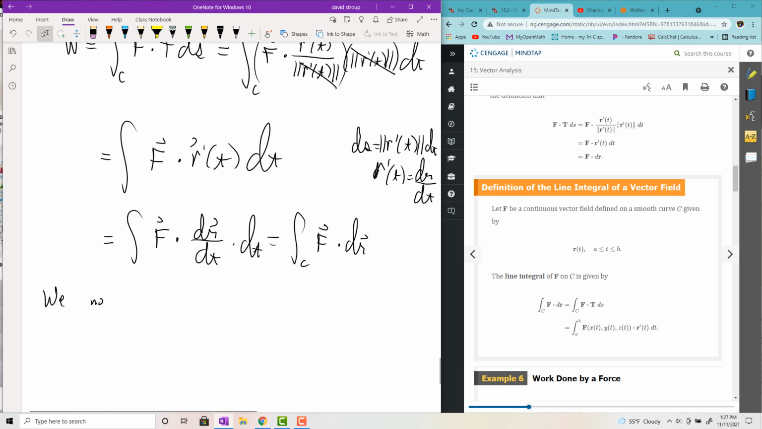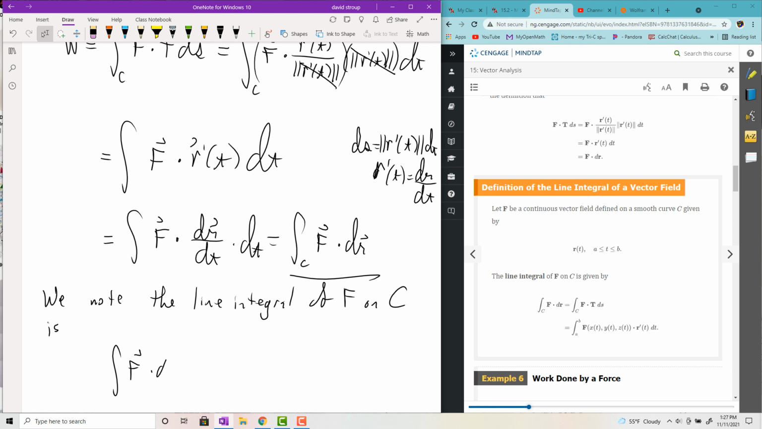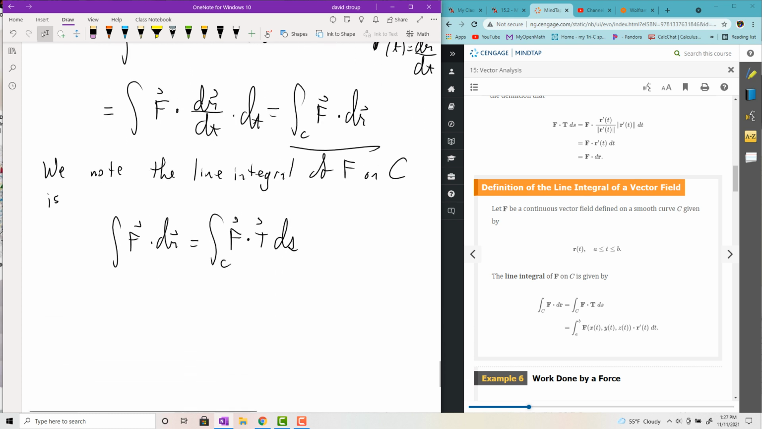We note the line integral of F on C, I've been saying over C, is, starting with this integral, F dot dr. You could say that equals the dot product of F with the unit tangent vector ds, but the working definition ultimately is the integral from a to b of F of x of t, y of t, z of t, since we'll think in space, dotted with r prime of t dt.